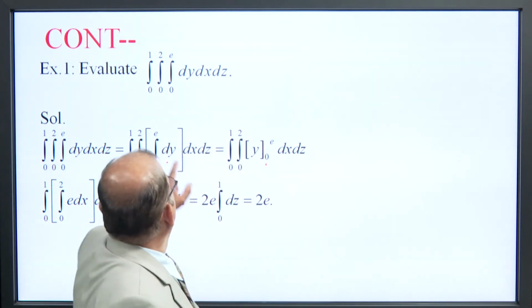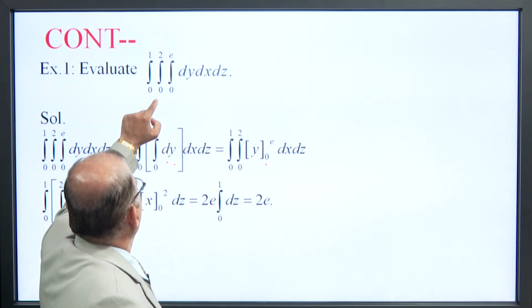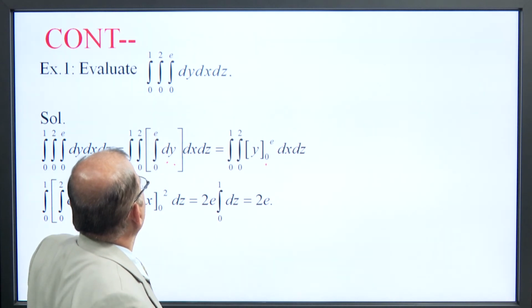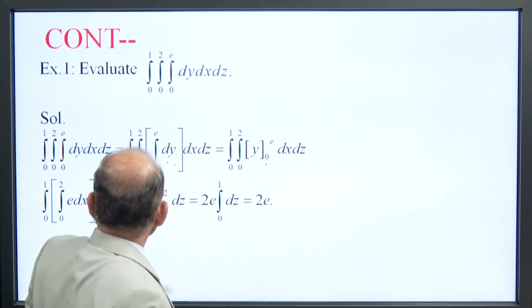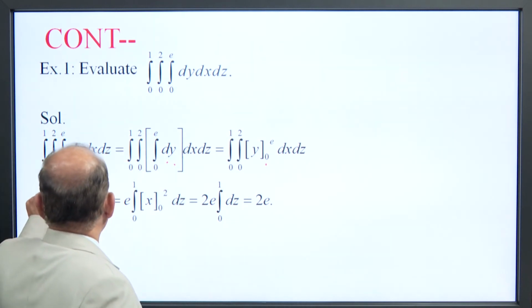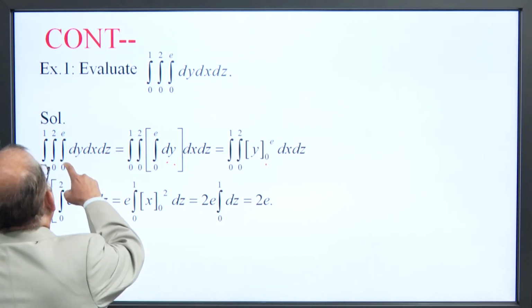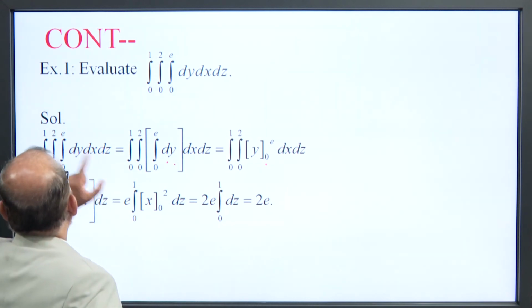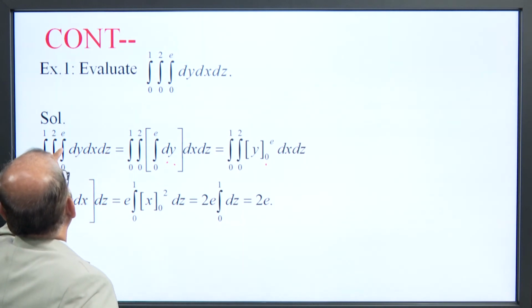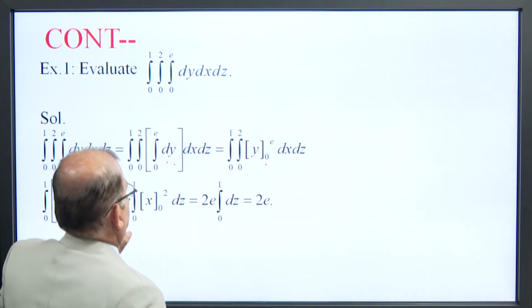Example 1, the limit of integration is 0 to 1, y is 0 to 2, z is 0 to e, dy, dx and dz. Solution, the integral over, first we integrate, either we take inside limit or outside, means first we integrate with respect to z, again with respect to x, and at last with respect to y, and so on.